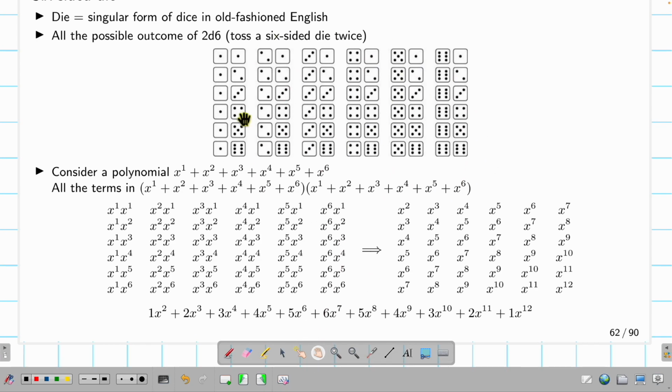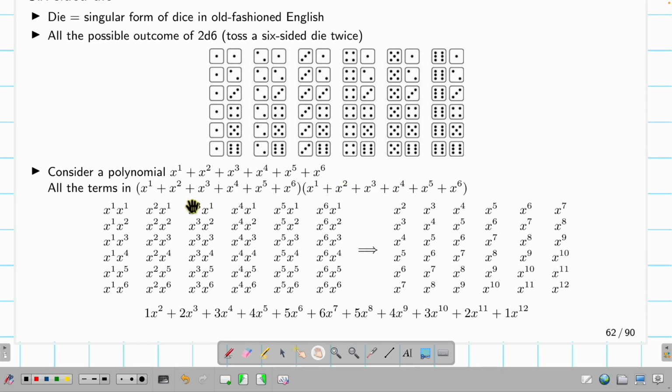Now, instead of drawing these pictures, I'm going to give you a very interesting polynomial. That is x1, x2, x3, x4, x5, x6 plus. Now let's say we consider x1 plus x2 up to x6 multiplied by itself. Then what do we have? We will have this guy multiplied by x1, right? That is this. And then this guy multiplied by x2. That is this one. And then this guy multiplied by x3. That is this one. This guy multiplied by x4. That is this one. And so on, right?